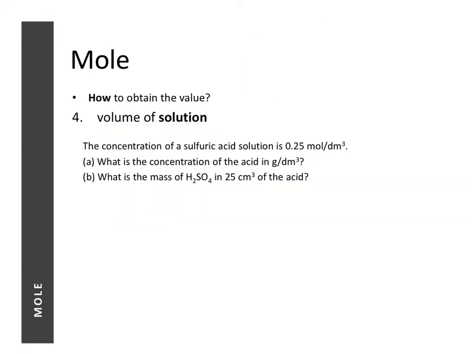Now let's apply the formula that we have just learned in this example. So I'll construct the triangle. In this case, we are given the concentration of sulfuric acid as 0.25 moles per dm cube. In the first part, we are asked what is the concentration of the acid in grams per dm cube.